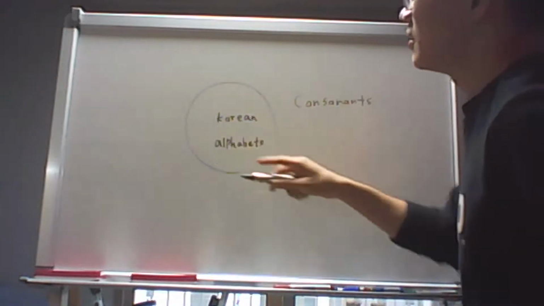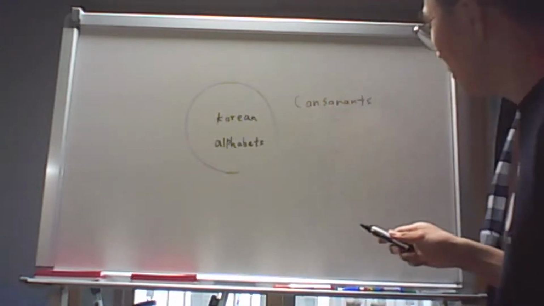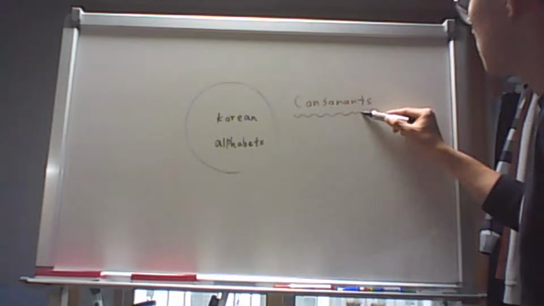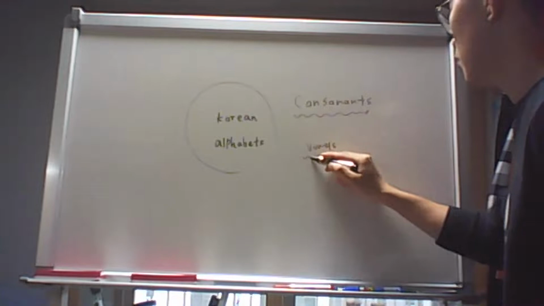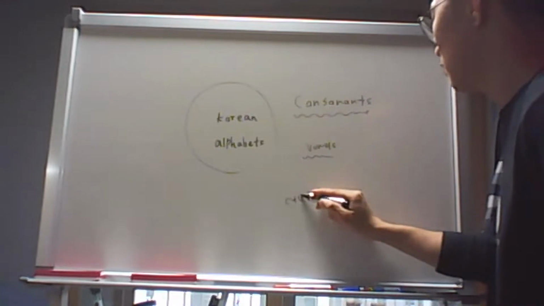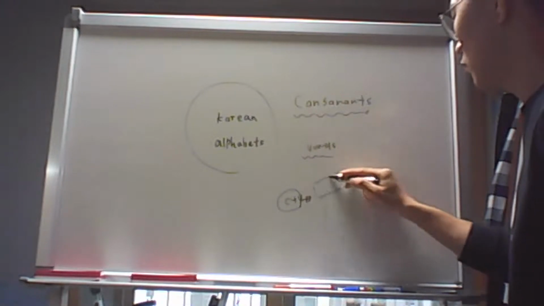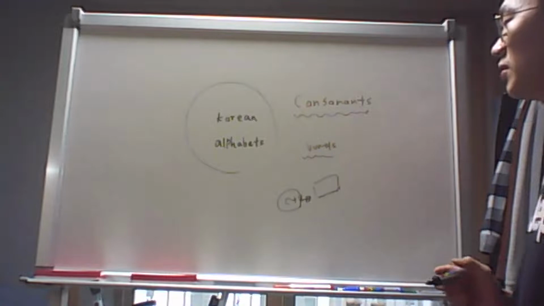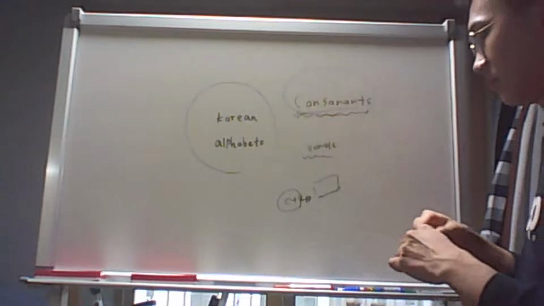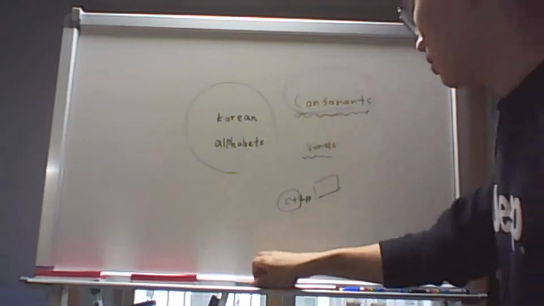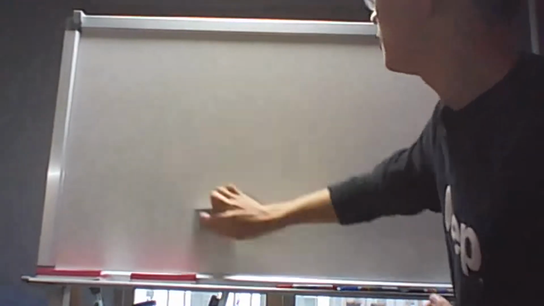In every alphabet, everything contains two parts. First, consonants, and second, vowels. So a consonant plus a vowel makes a word or syllable. Today I will teach you about Korean consonants. So let's start.